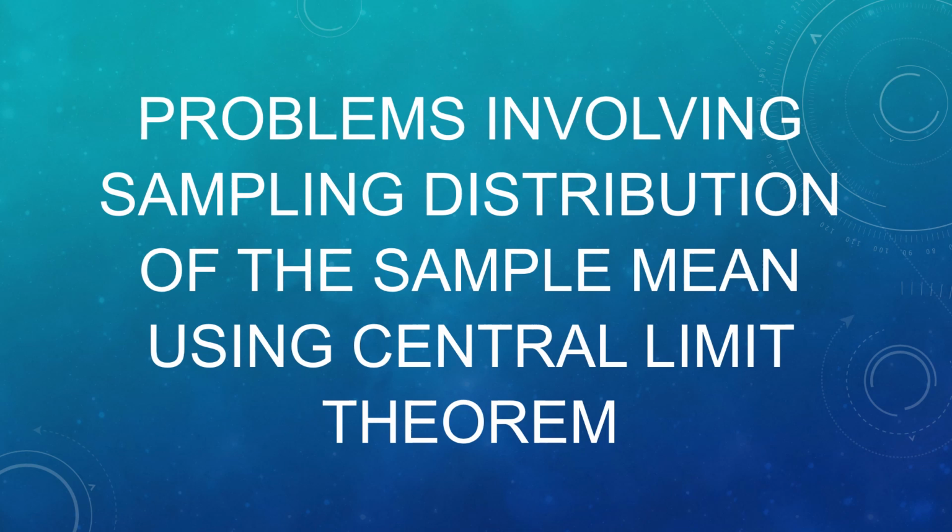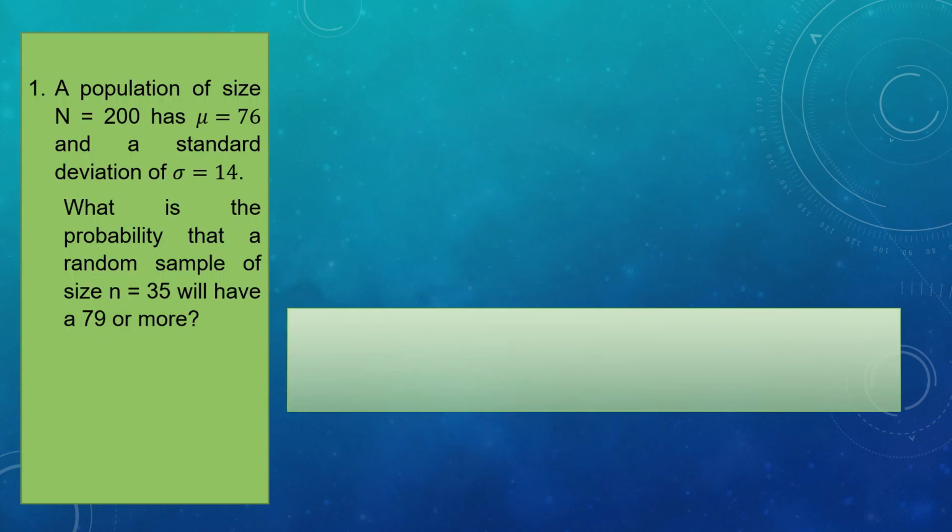In this topic, we will be finding the probability of the given examples. So let's try. A population of size N equals 200 has mu equals 76 and a standard deviation of sigma equals 14. What is the probability that a random sample of size n equals 35 will have a mean of 79 or more? So let's start with identifying the given.